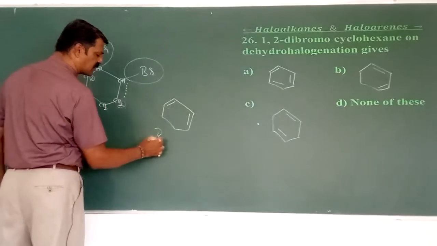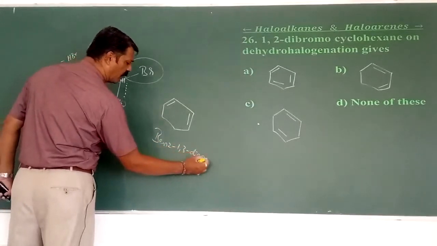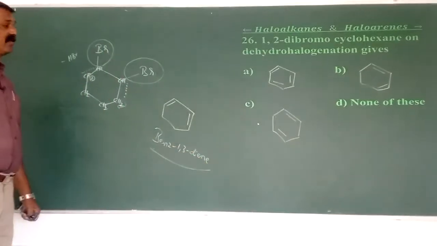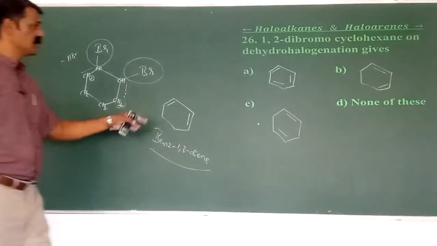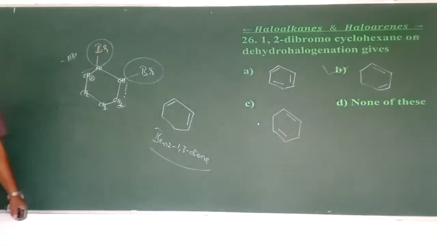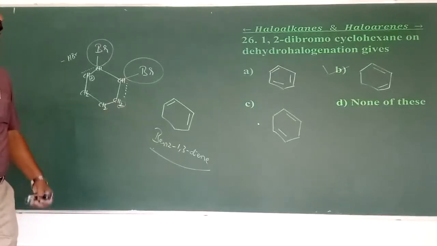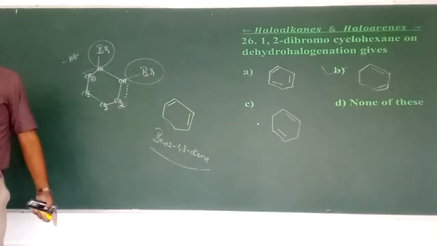This is called benzene, 1,3-diene, I mean cyclohexa-1,3-diene. This is similar to that of B. Dehydrohalogenation of 1,2-dibromocyclohexane leads to what? Cyclohexa-1,3-diene. Okay. So let's have the 27th now.